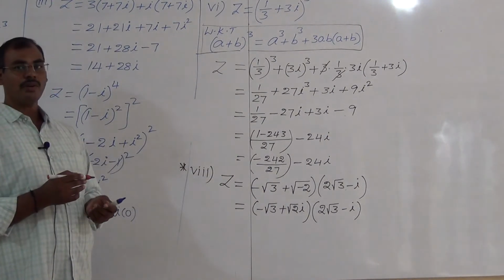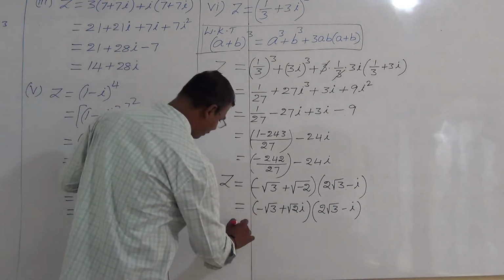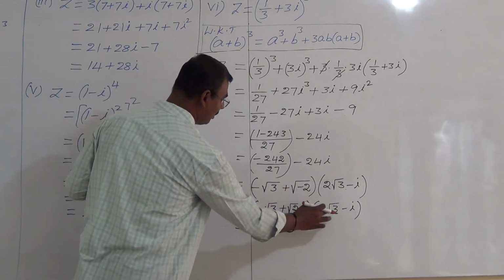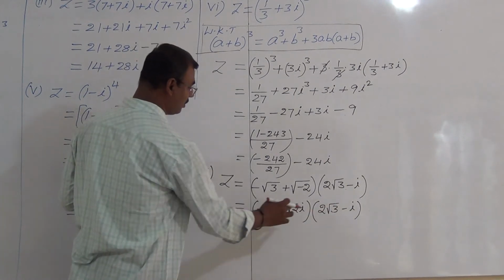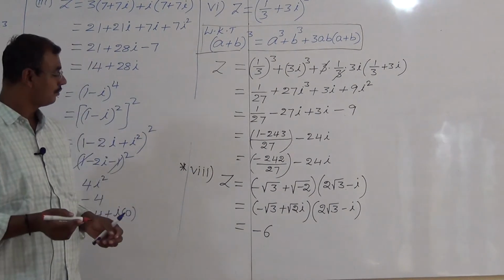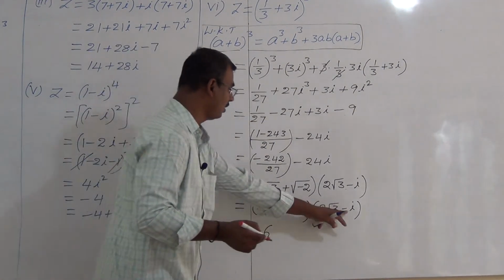Hereafter we are multiplying one by one term. So multiplying minus root 3 into 2 root 3. Root 3 into root 3 value 3. 3 2s are 6. Multiplication, all of you know that? So minus 6. Minus root 3 into minus iota.